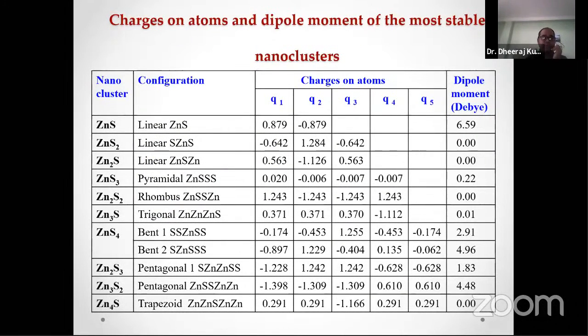This is the table for the charges on atoms and dipole moments of only the most stable nanoclusters. All these data are calculated by the Gaussian code. Next slide, ma'am.